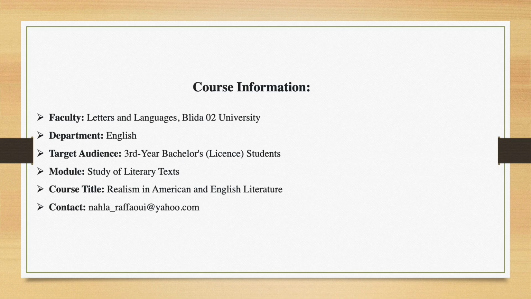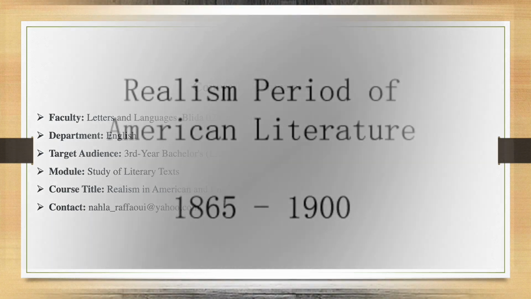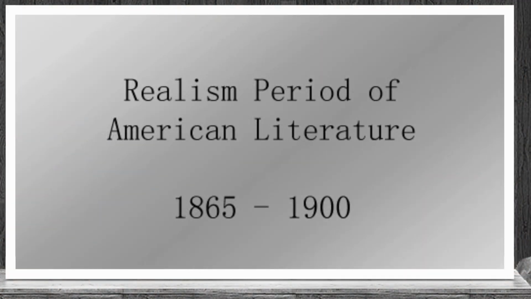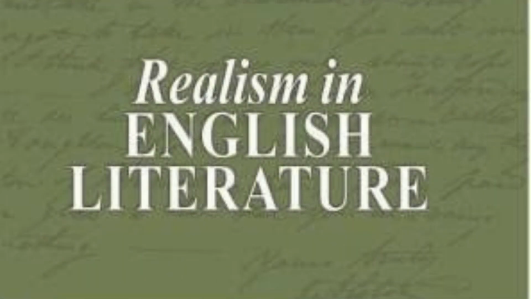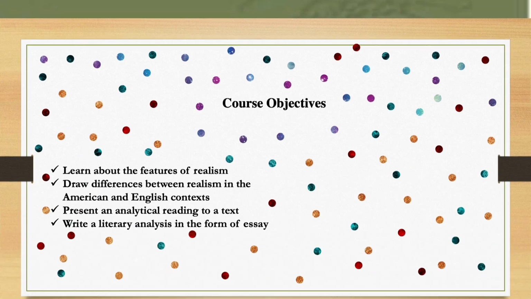both TDs and lectures. Today, we will learn more about the course of Realism in American and English Literature, which is part of the modules of Literature or Literary Studies designated to third-year bachelor students. So, the course will be divided into two major chapters, which are Realism in American Literature and Realism in English Literature, with a final chapter that is an analysis of a literary text that we're going to choose from one of the contexts.